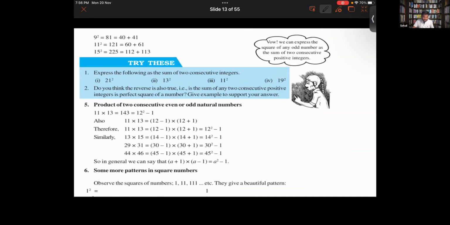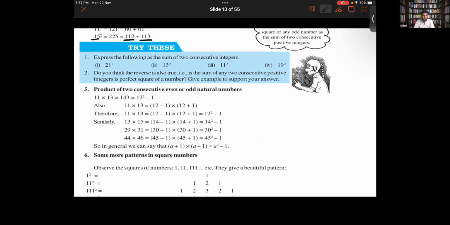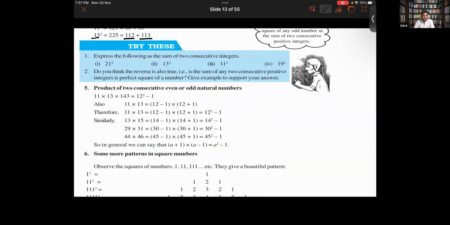You can look at some other examples as well. Like for 15 square, it has been written as 112 plus 113. So they are consecutive also. Right. Now, next we will be understanding about the product of two consecutive even or odd natural numbers. For example, here in the NCERT example, you have 11 and 13.